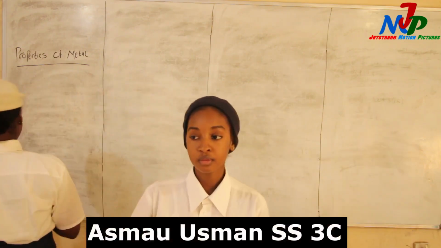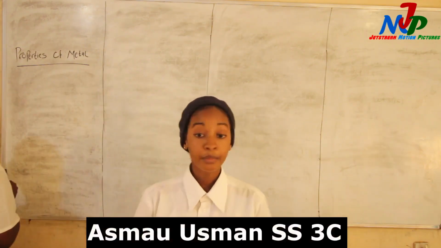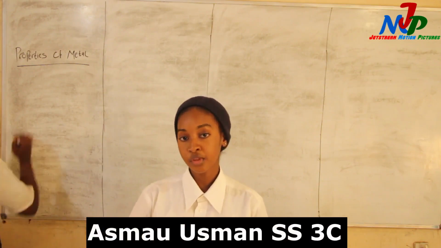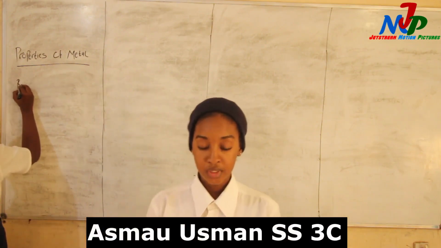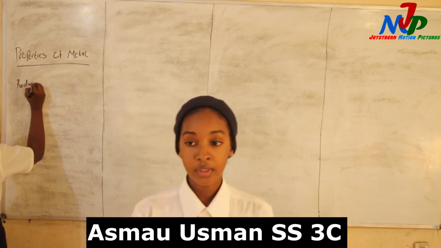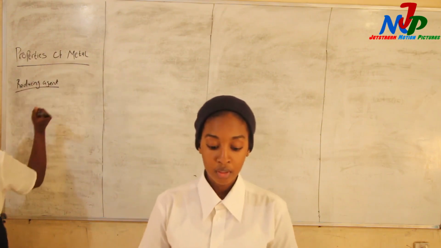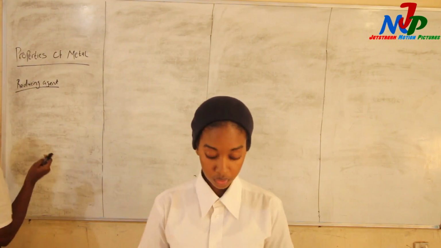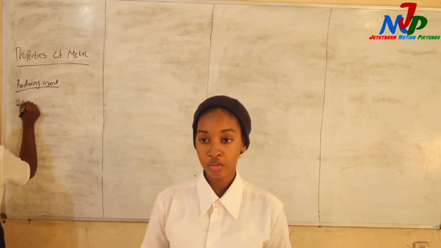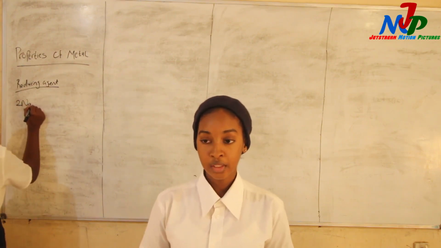As she said, properties of metals are classified into two, which are the physical and chemical, and I'm here to explain the chemical properties. Chemical properties of an element are dependent on the number of valence electrons present in an atomic structure.